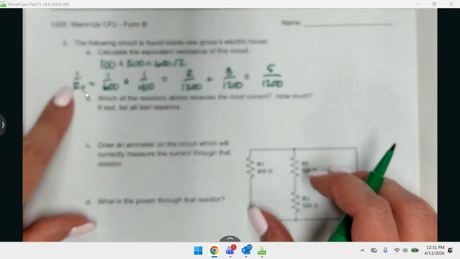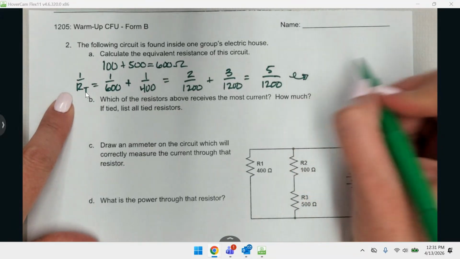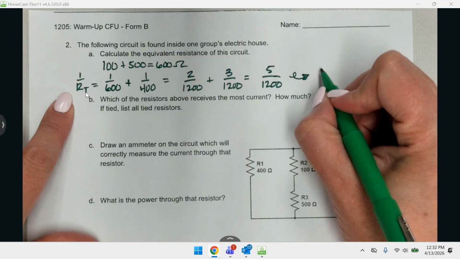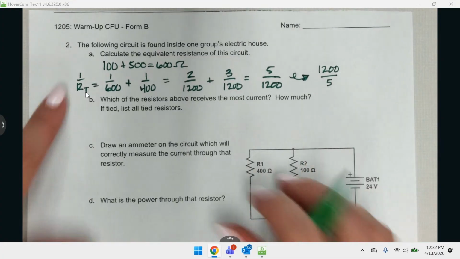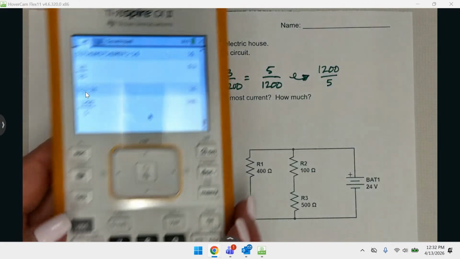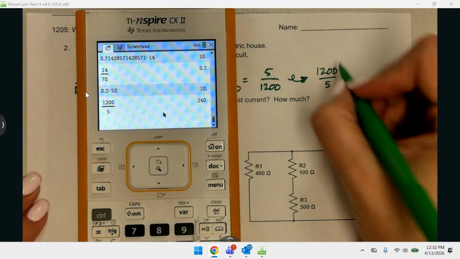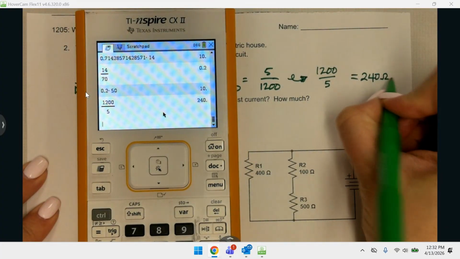Again, that's not your answer. That's equal to 1 over RT. So get the inverse, flip that fraction. And when you do that, this becomes 1200 divided by 5. And that's how you go about getting your equivalent resistance. So we'll go ahead and put that in the calculator, or you can do it in your head. But 1200 divided by 5 is 240. And so the equivalent resistance here is 240 ohms.